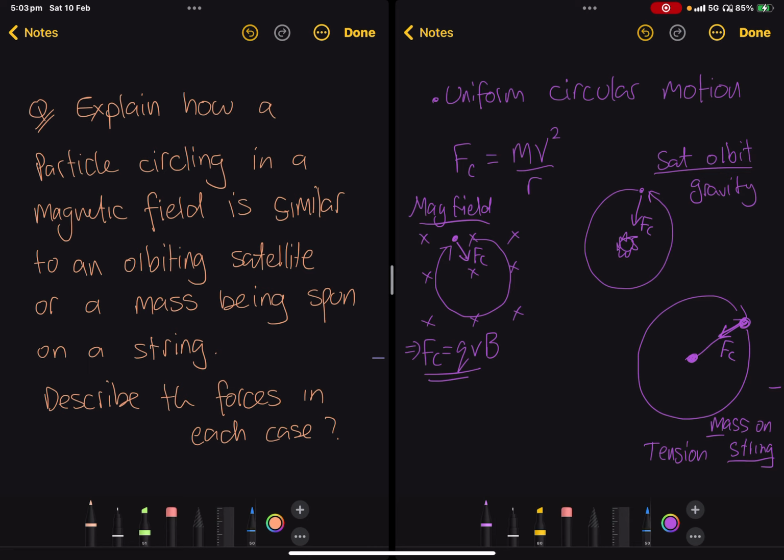So when we're asked to explain how they're all similar, they're all instances of approximately uniform circular motion. In the case of the particle, the field provides the centripetal force. In the case of the satellite orbiting the planet, the masses and gravitation associated with masses provide the centripetal force. And in the case of the mass on the string, the tension in the string provides the centripetal force.